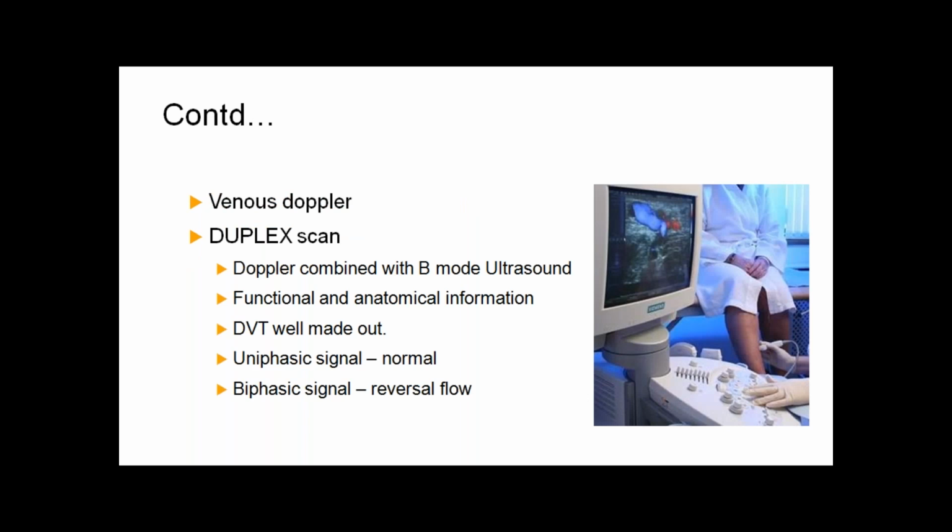So venous Doppler. Nowadays we are doing the duplex scan, that is the Doppler along with B-mode ultrasound, to know the functional and anatomical information. DVT is well made out through duplex scan. When there is a uniphasic signal, that is normal, and when there is a biphasic signal, that is a retrograde flow or reversal flow.